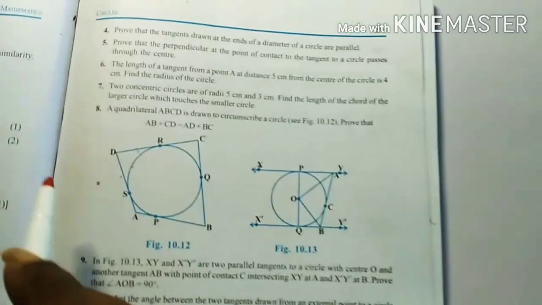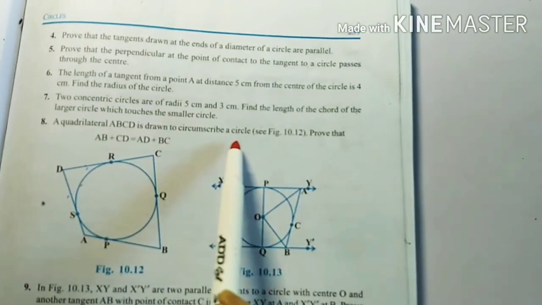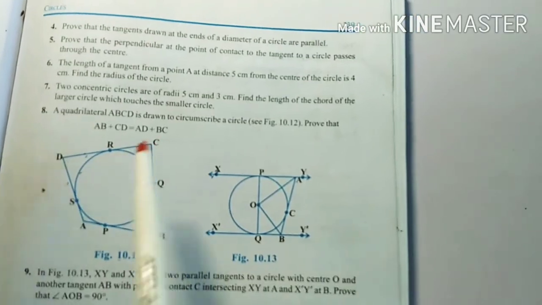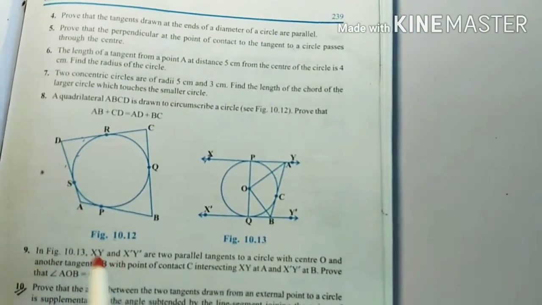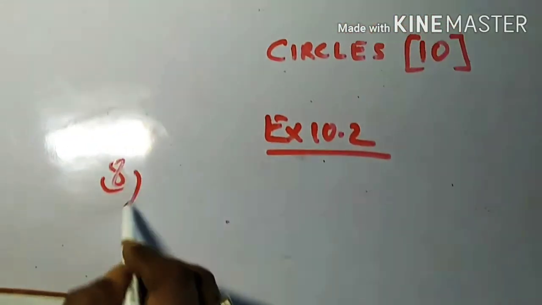Question number 8. A quadrilateral ABCD is drawn to circumscribe a circle. Prove that AB plus CD is equal to AD plus BC. The figure is given here. Let's see question number 8.